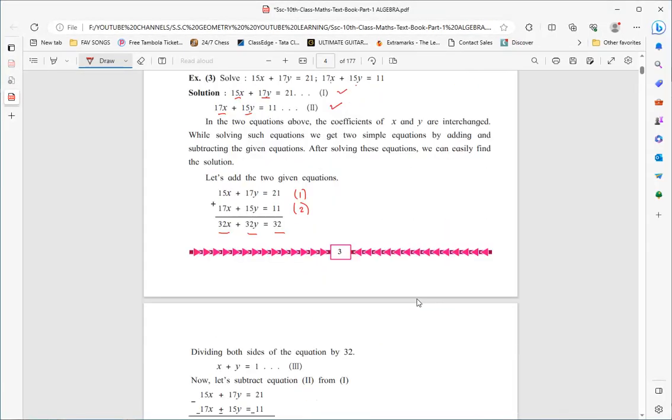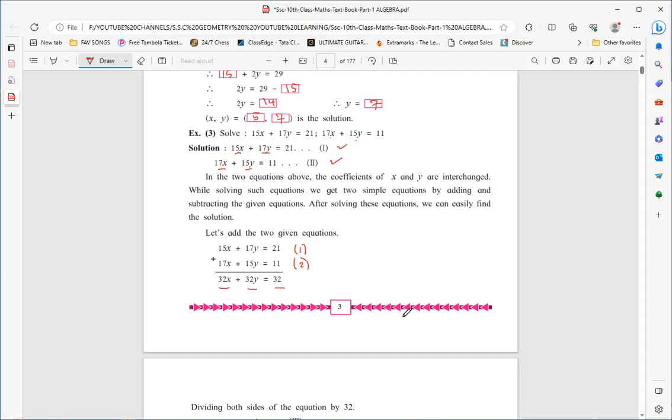So what you get is 32 times x plus y equal to 32. So x plus y will be what? x plus y will be 32 upon 32, that is nothing but 1. So you got an equation now. This equation is x plus y equal to 1. You can call this equation number 3. How did you get this equation? You got this equation by adding equation number 1 and 2.